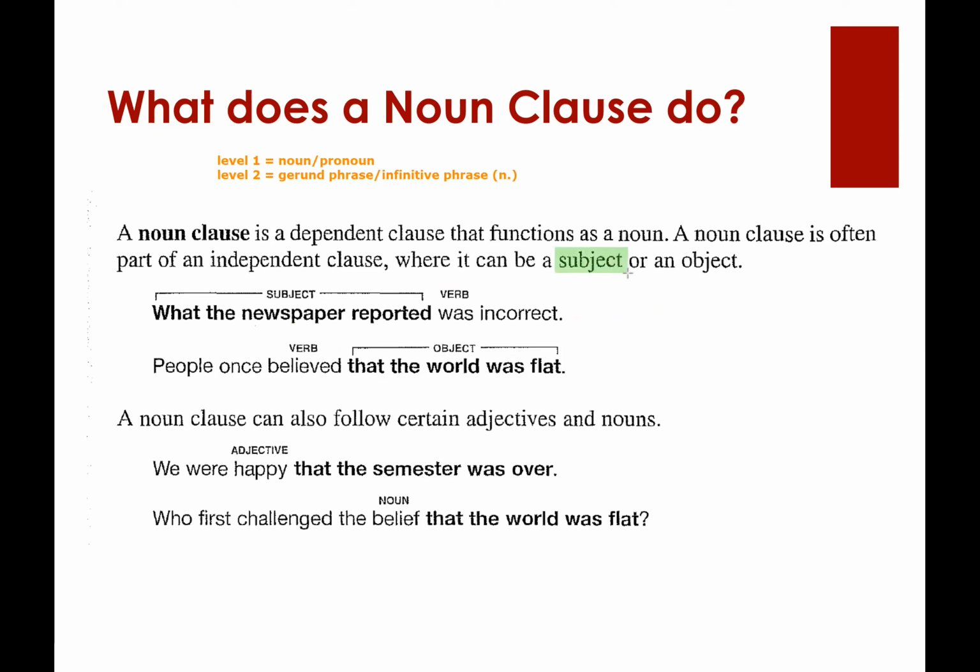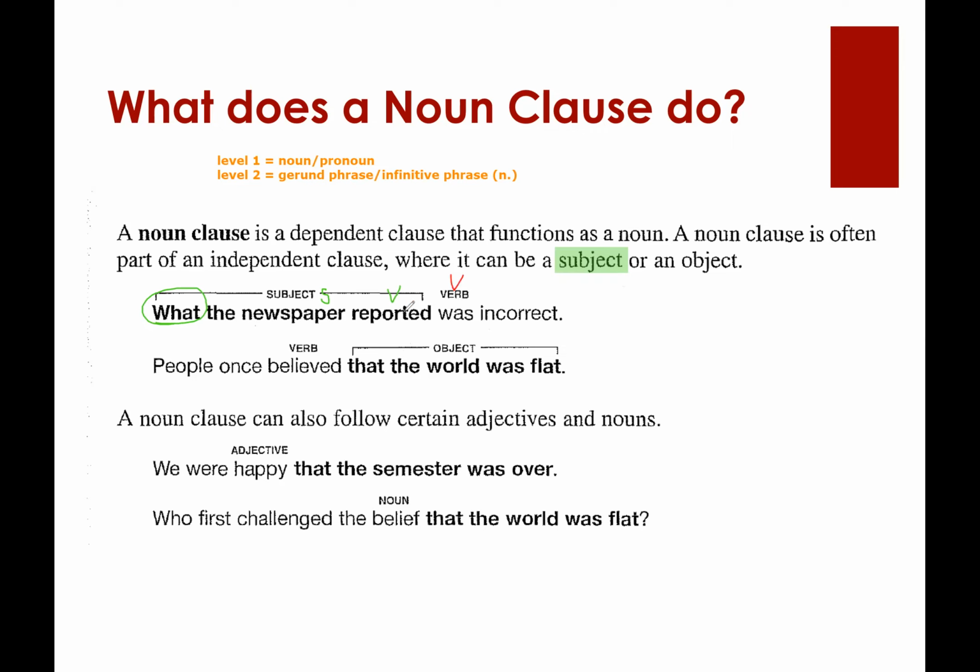All right. So subject comes before the verb, like in the first example. What the newspaper reported was incorrect. So you can see here, since it is a clause, the newspaper is the subject, reported is the verb, and it starts with the question word what. So we call this a question noun clause. Do you see how the whole noun clause is functioning as the subject? That is why it is directly followed by a verb.